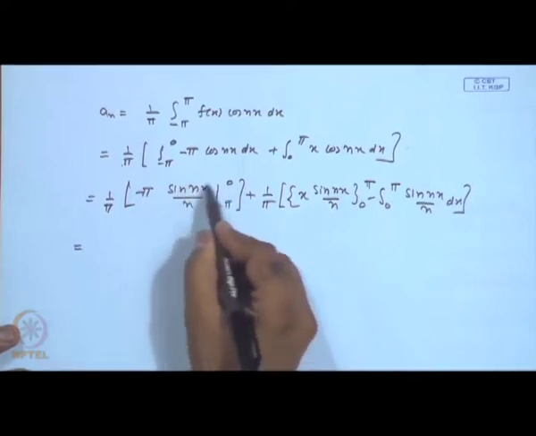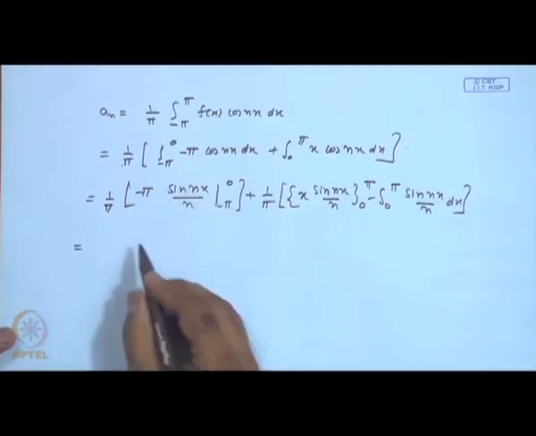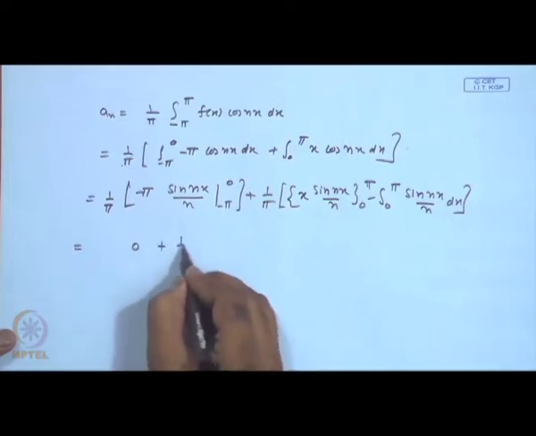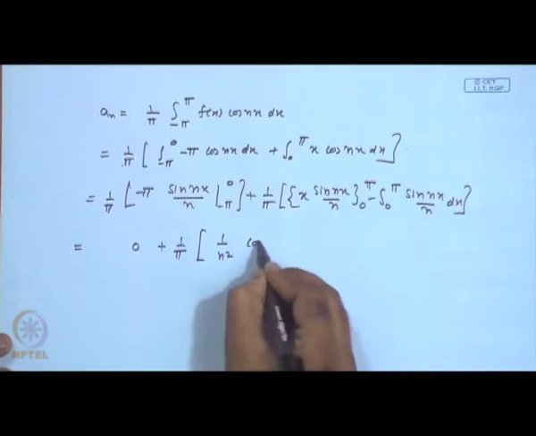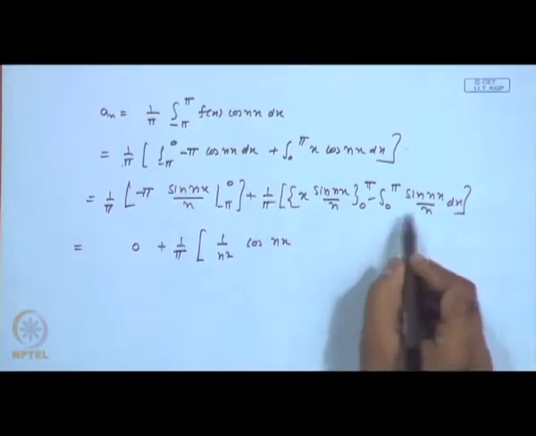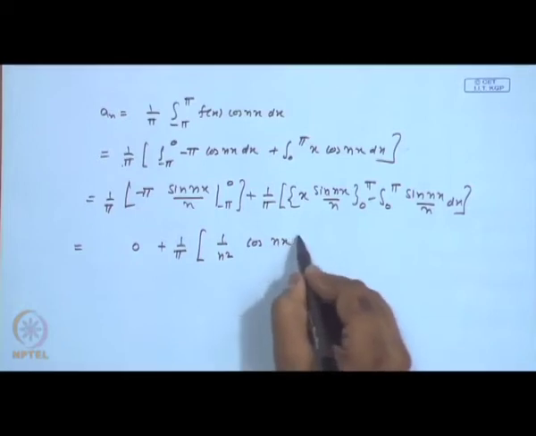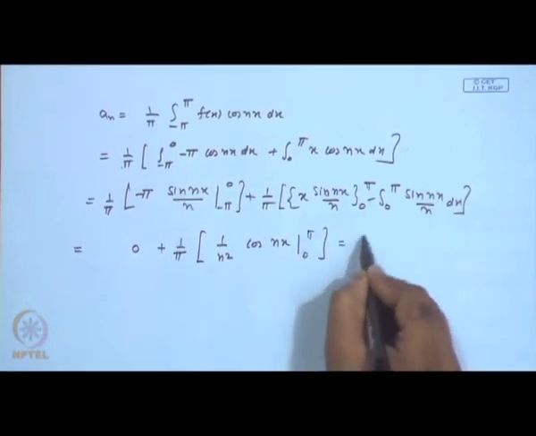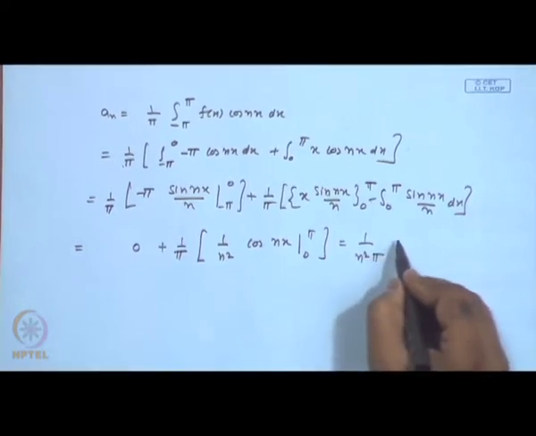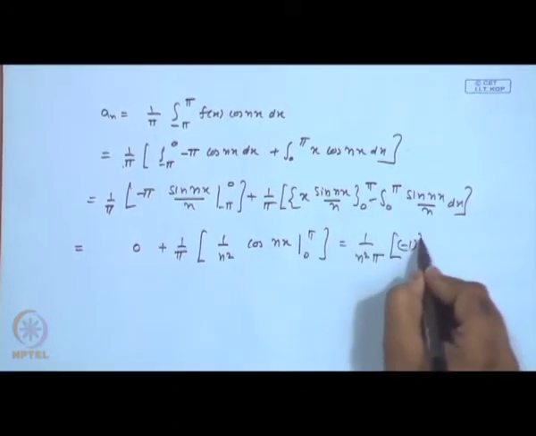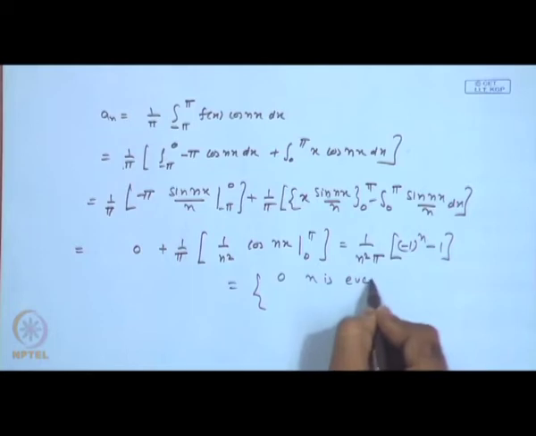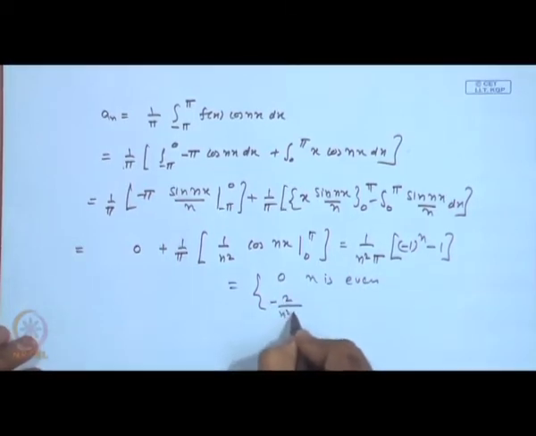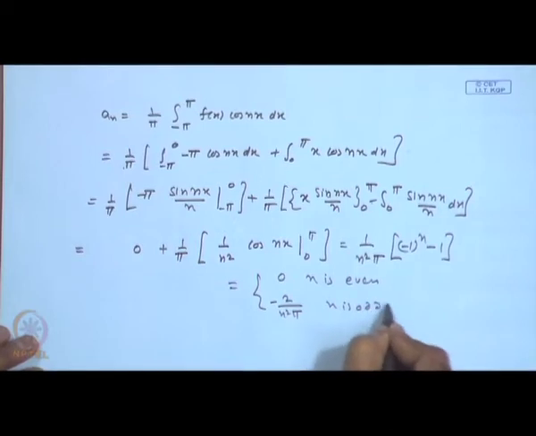So, here when we put 0, sin 0 is 0, and then sin of minus pi is also 0. So, this is 0, and then we have 1 over pi. Here again we have this term 0, and we will get 1 over n square and cos n x. This minus will be plus, and we have 0 to pi. So, we have n square pi, and then cos n pi, that is minus 1 to the n, and minus 1. So, this is 0 when n is even, and minus 2 over n square pi if n is odd.